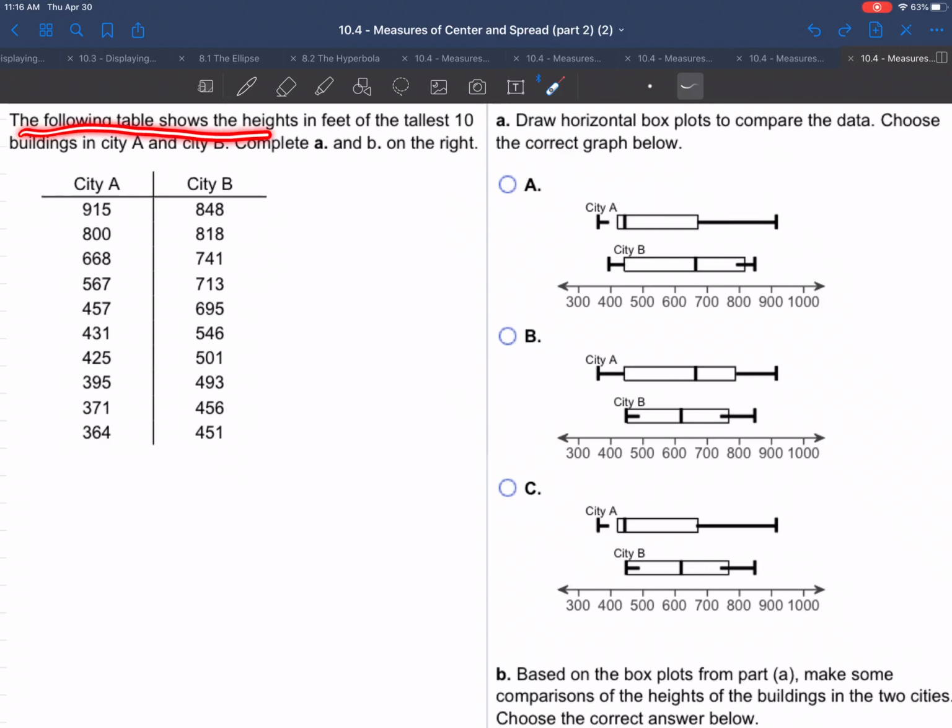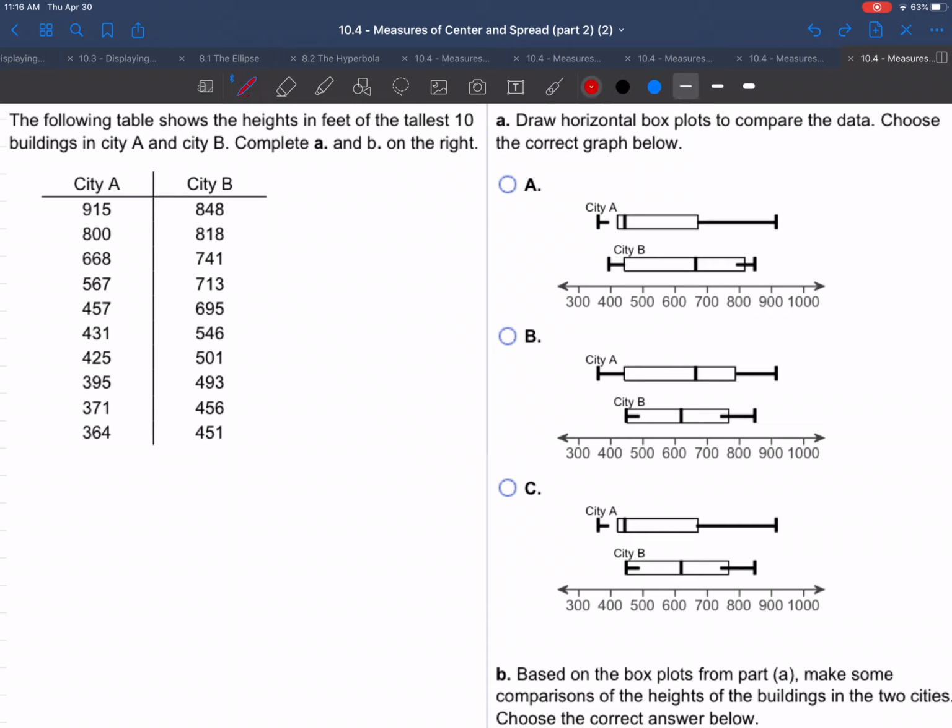The following table shows the heights in feet of the tallest 10 buildings in City A and City B. Complete A and B on the right. So these are the tallest buildings in City A. These are the tallest buildings in City B. And notice on the right, they want us to do box plots and figure out the correct box plot comparison.